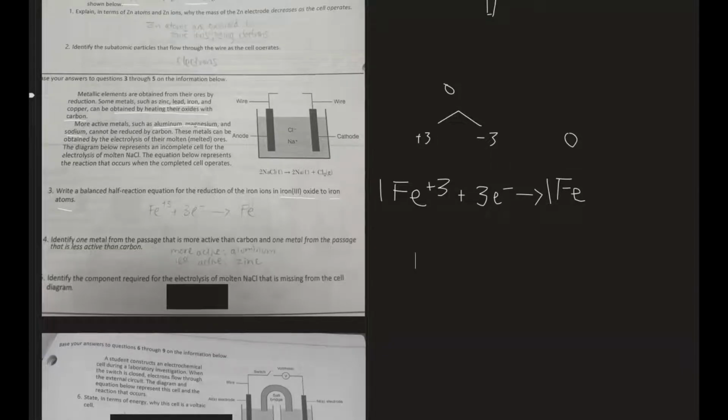Identify the component required for electrolysis of molten NaCl that is missing from the cell diagram. So basically, this is electrolysis, and it can't really operate right now because it's missing something in the middle. And what is that something? Well, it is energy, right? It needs a power source. And so the answer for this is a battery.